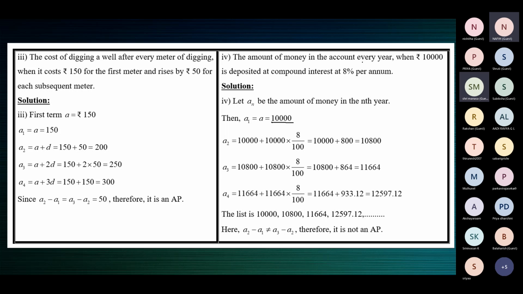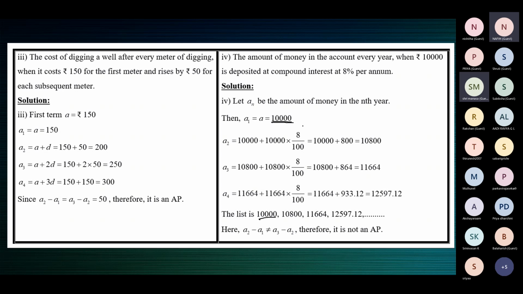So 10,000 is the money at the beginning of the first year. So 10,000 will be 10,000. Don't calculate 8% for this. Today only I put this money in the bank. So this is the first term of the sequence. The first term of the sequence is 10,000.